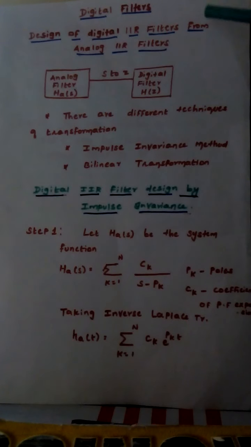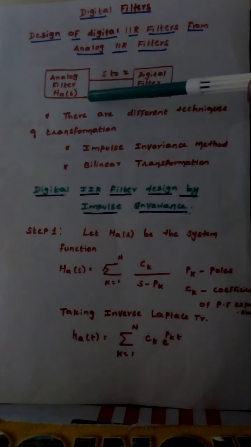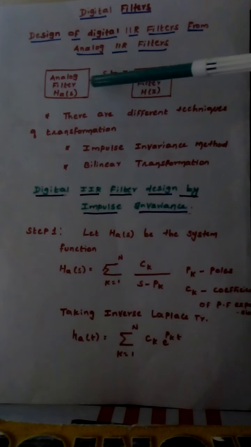Next topic is digital filters: designing a digital IIR filter from an analog IIR filter. In the last section, we saw how to design the analog IIR filter using Butterworth and Chebyshev filters. There we found H(s), the transfer function in the S domain.